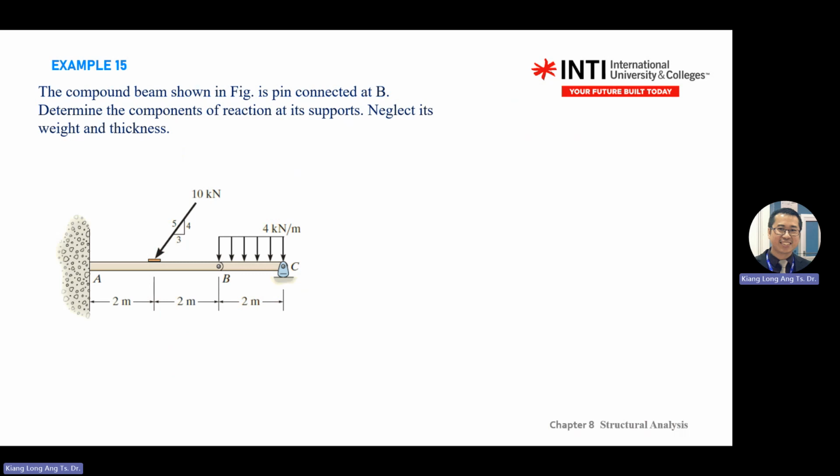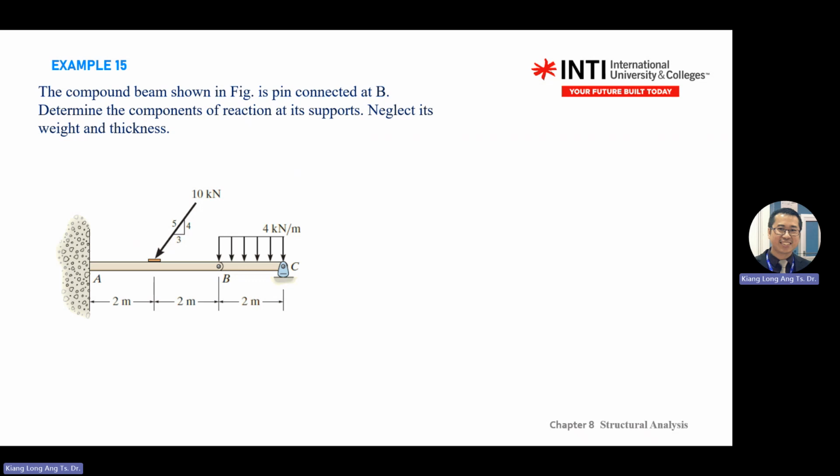Here is another example. You have a distributed load. This one will be your test 2 or final exam kind of standard. You will see distributed loads and point loads. Here you have a connector at point B. There's a beam. Determine the component reactions at the support, ignoring the weight and thickness. Ignoring the weight means there's no center of mass effect, right?